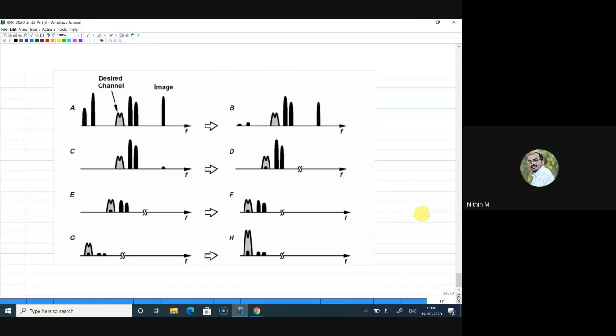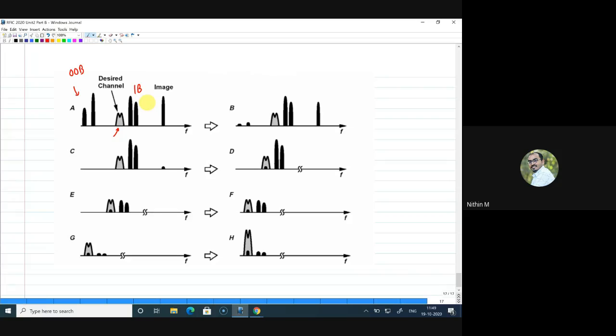So the first thing you are seeing here is actually your input, right? This is the input where this is your desired channel, and these are the interferers. I can call these in-band interferers. Then these are out-of-band interferers, and this is actually the image if you are looking at high side injection, right? Yes, now this is the image signal.